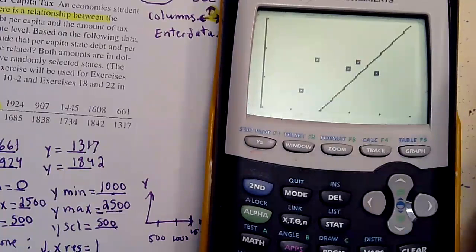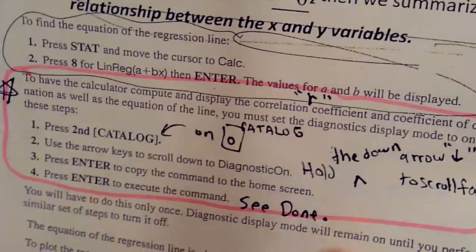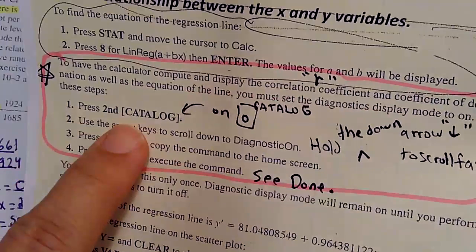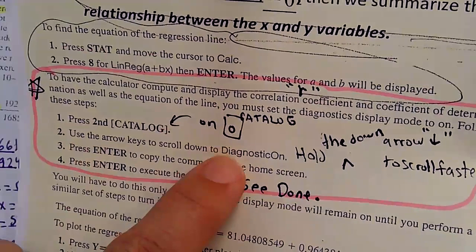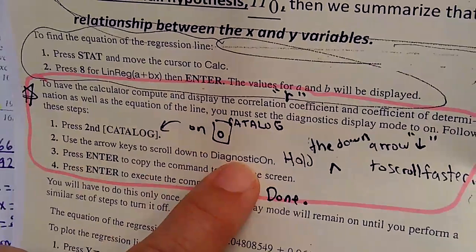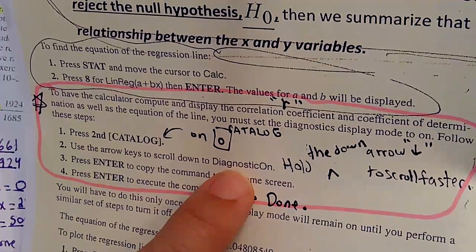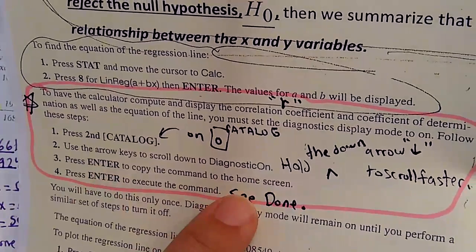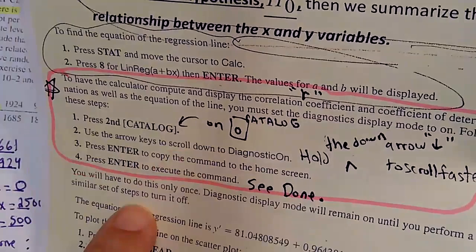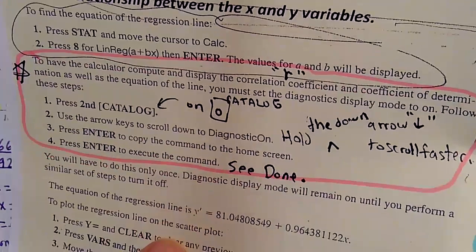That happened because in the previous video I had you, now this is a yellow sheet. Last time it was a white sheet, but I had you press second catalog, which is on 0, and I had you use the arrow key to scroll down to diagnostics on. It was alphabetical, A, A, B, C. You had to go all the way down to the D's and turn diagnostic on, not diagnostic off, but diagnostic on. And then you had to hit enter and hit enter. By doing that, it allows this line of best fit to also get turned on.